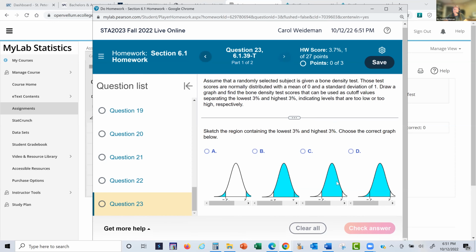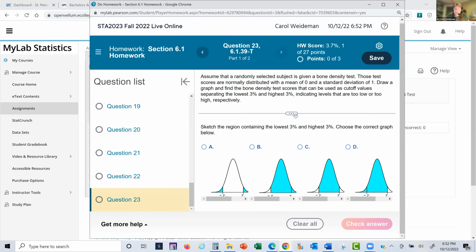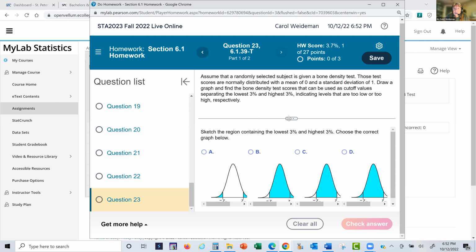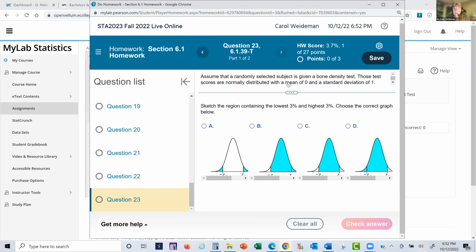Okay, let's do this one together because this is a little trickier. Assume a randomly selected subject is given a bone density test. The scores are normally distributed with a mean of 0 and a standard deviation of 1. Draw a graph and find the bone density test scores that can be used as cutoffs separating the lowest 3% and the highest 3%, indicating levels that are too high or too low. So first thing we want to do is pick the right picture. So let's take a look at our options here. So we want to figure out that's the lowest.